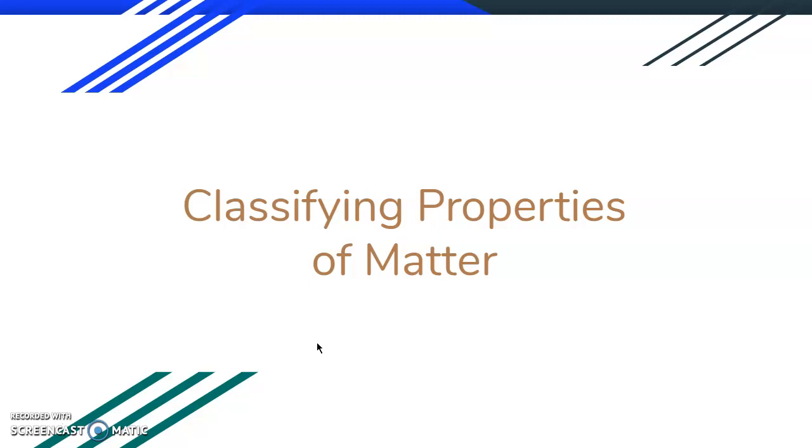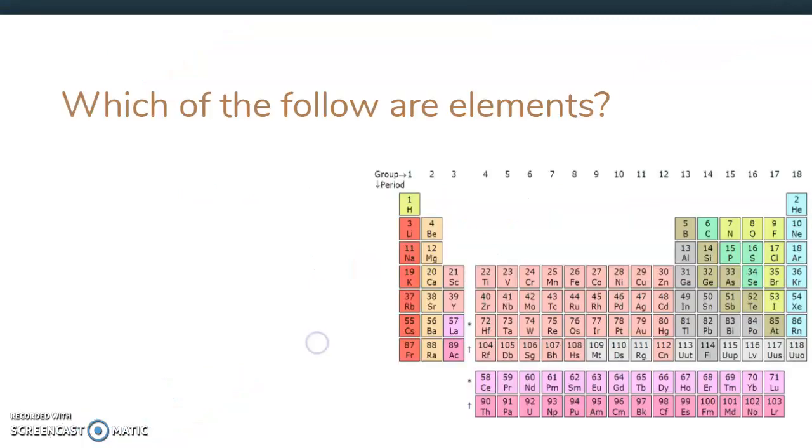This time we're going to be talking about classifying the properties of matter. So last time we went through and defined all our different types. So we had elements, compounds, homogeneous mixtures, and heterogeneous mixtures. And now we're going to look at possibly some examples and then work through how we would classify each of them. So let's get started.